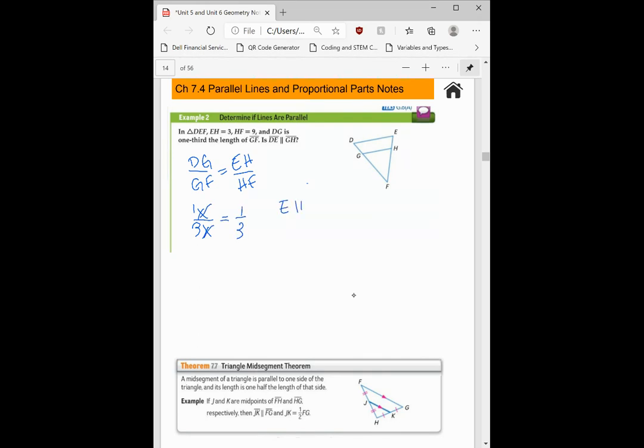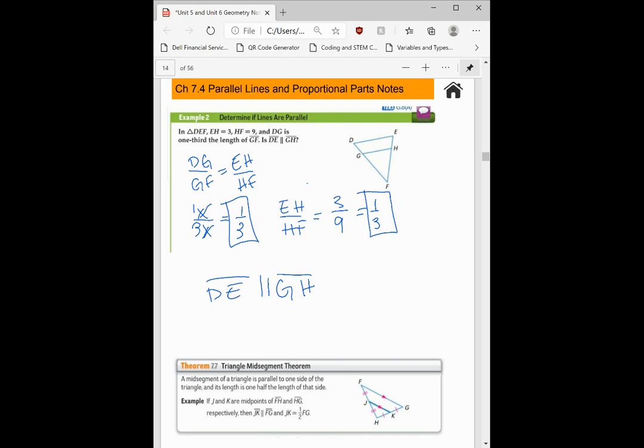Now let's check EH over HF. Well, EH is 3 and HF is 9. 3 divided by 9 simplifies to 1/3. Well, since they are both equal to 1/3, then we know that DE is parallel to GH. And that proves what we were trying to find.